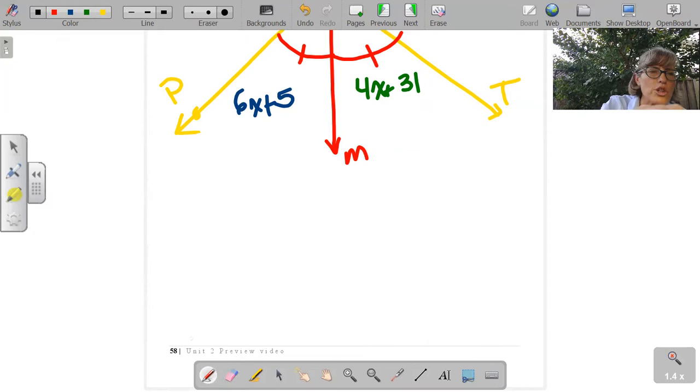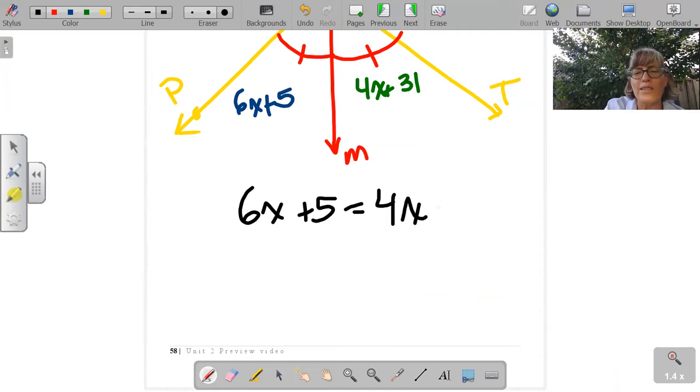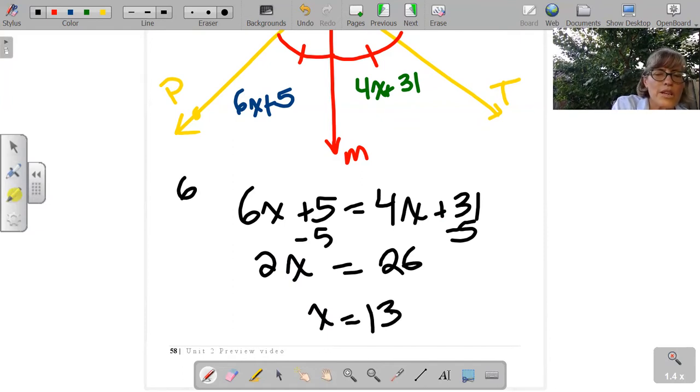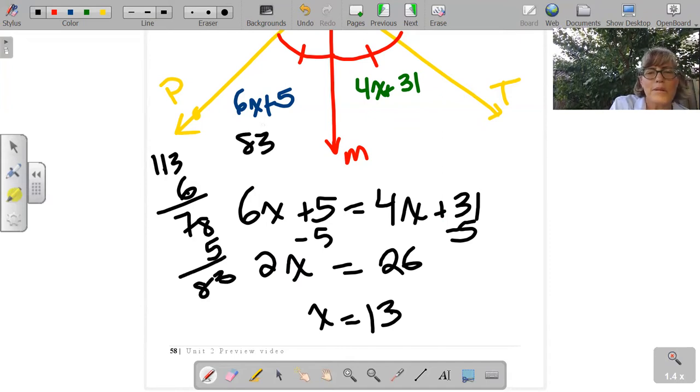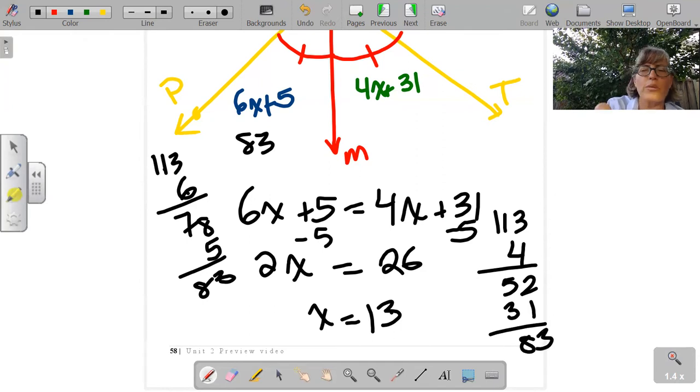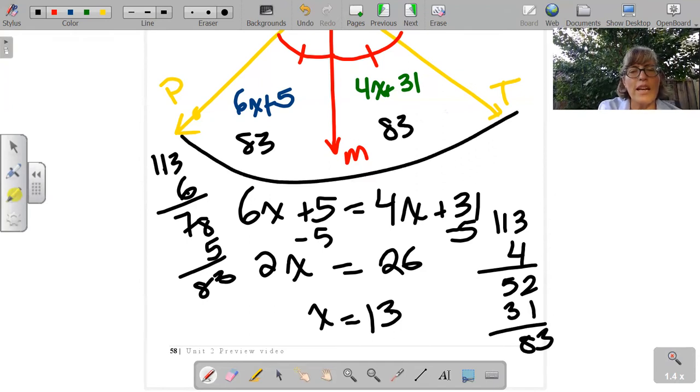Numbers weren't working out. That's why it's always good to check. Hopefully you checked yours. That's 6x plus 5, 4x plus 31. This is 2x, and this is minus 5, both sides. I accidentally plussed it. And that's going to equal 26. X equals 13. That's more like it. So 6 times 13, 78 plus 5, 83. Let's check this. 4 times 13, 52 plus 31. Also 83. There it is. And of course, 83 plus 83 is going to be 166.